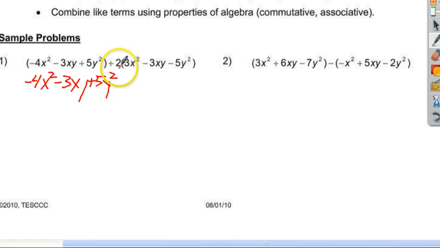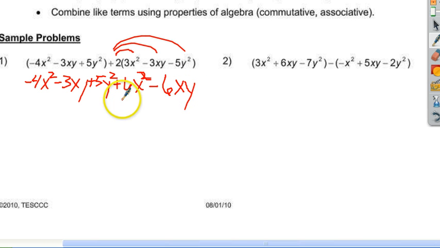Now here, to get rid of the parentheses though, I have to actually multiply by 2. And it's positive 2. So when I multiply, I'm going to get 6x squared, minus 6xy. Oh no, I'm sorry, just minus 6xy. And then 2 times negative 5 would be minus 10y squared. So that got rid of our parentheses there. Now what we're going to do is go back and add up our like terms. That's actually a y there.